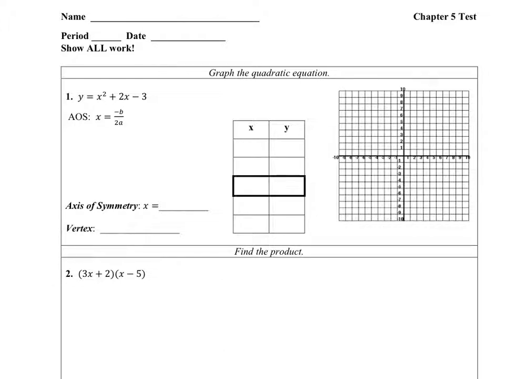Here's your Chapter 5 test. Please listen carefully. We're not going to do every problem on the test, okay? But we are going to do number 1. So in number 1, you need to put this into your graphing calculator, okay? Once you hit second graph, we're looking to get the table of values.